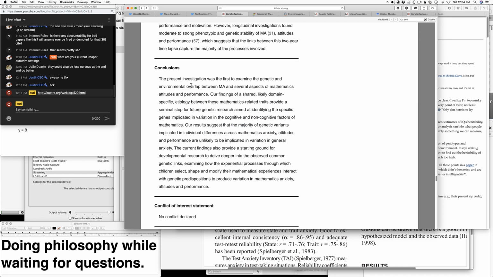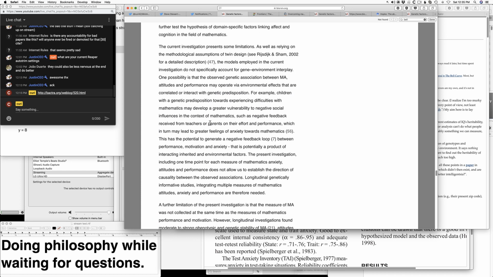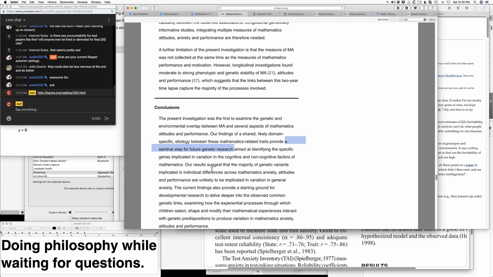Conclusions. Okay, so will they conclude that due to the limitations, their survey is invalid and should be thrown out? Question mark. No, they're bragging about how they were first to do something. Likely domain-specific etiology, blah, blah, blah. A seminal step for future genetic research. Like, they know that they're wrong. They know that they just completely ignored a huge factor. And then they call it a seminal step for future genetic research.